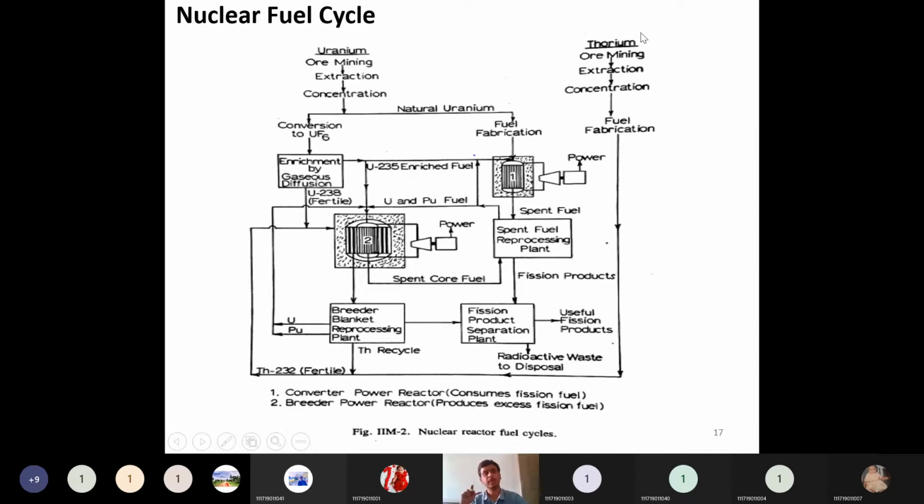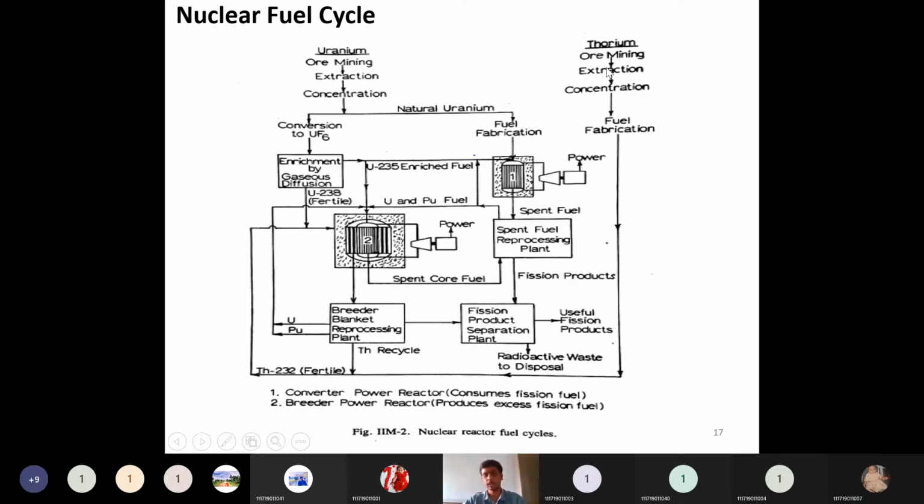Thorium is also a nuclear material that is abundantly available, especially in India. It has to undergo a similar process: thorium ore mining, extraction, and concentration of the ore, because it is found in very minute quantities on the earth. After concentration, it is sent to fuel fabrication. Because thorium 232 is a fertile fuel, it has to go to reactor 2. If it is a fission fuel, it goes to reactor 1.